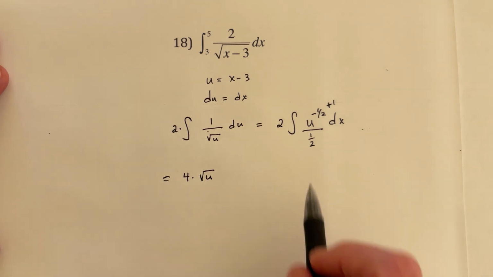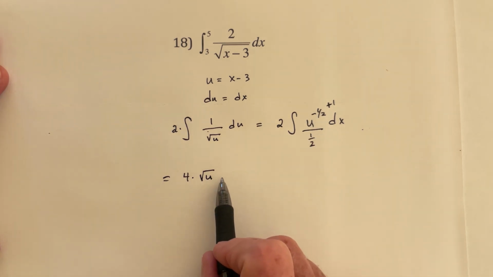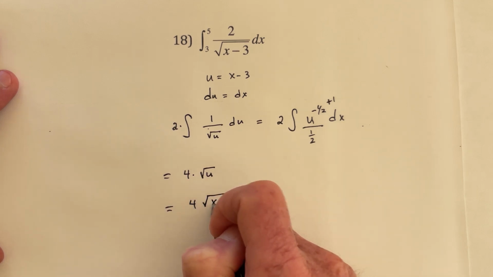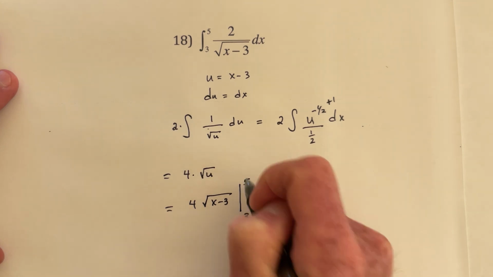And then we took care of this, we took care of this, we took care of this. Because we have numbers to plug in, I'm not going to put a plus c. So I'm going to go back and replace the u with x minus 3, and now evaluate from 3 to 5.